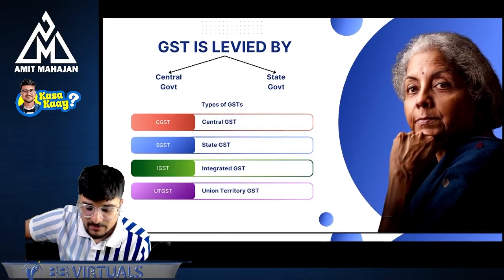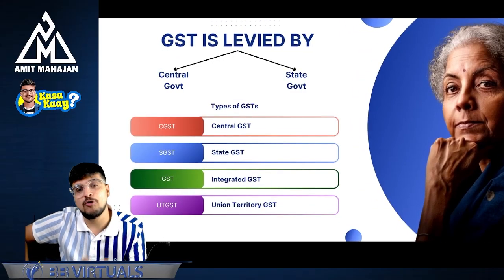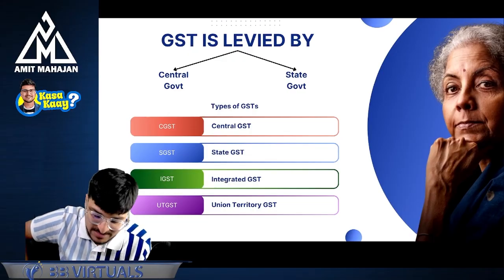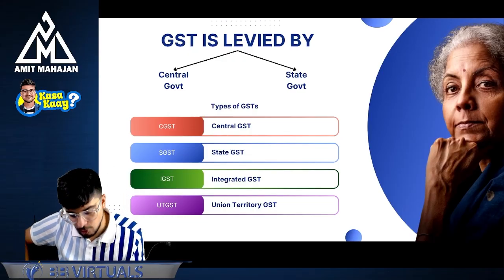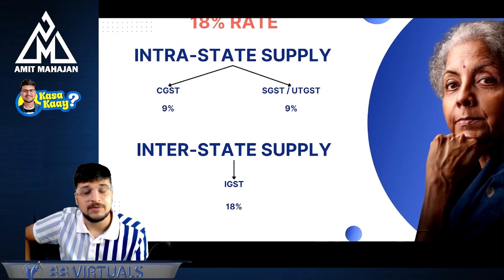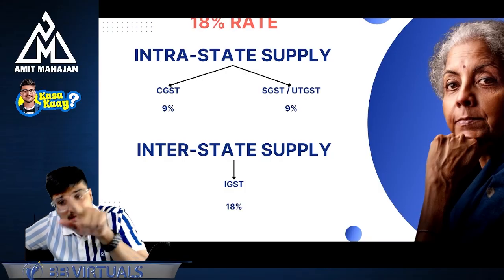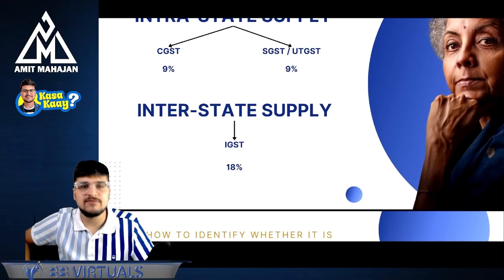Perfect. GST is levied by whom? GST is levied by two governments, central government and state government. We follow the dual GST model. CGST, SGST, IGST and UTGST. If it is intrastate supply, CGST and SGST will be applicable. If it is a UT, then CGST and UTGST will be applicable. If it is interstate supply, then IGST will be applicable.